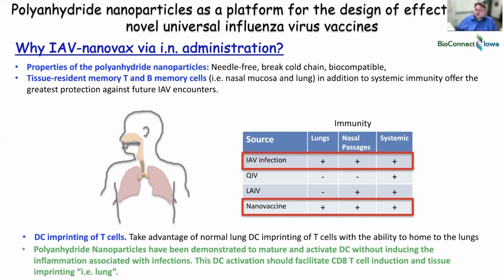And this happens actually with an infection. You get immunity in the lungs, the nasal passages, as well as systemically. With our current vaccines, you don't get this. With the nano vaccine given intranasally, we have the ability to drive lung resident, nasal resident, as well as systemic immune responses. The other advantage of giving an intranasal vaccination is we can take advantage of the system and how it's designed to drive immune responses in the lungs. And one of these is the dendritic cells that live in the lungs and sense these types of infections. They imprint on the T cells when they activate them the ability to return to the lungs and fight the infection. And so we'd like to use those DCs to instruct our vaccine-induced T cells and B cells to go to the lungs and fight the infection where the actual infection is going to occur.